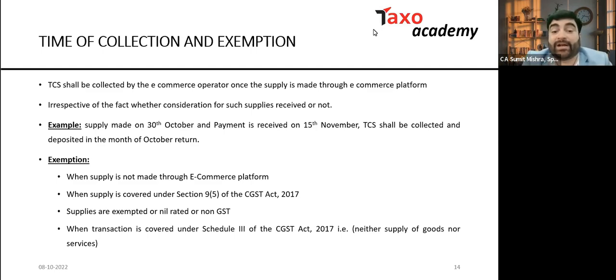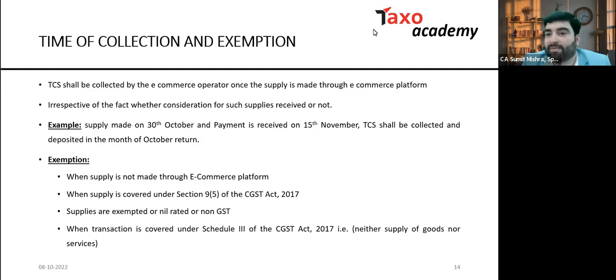Supplies that are exempted or nil rated or non-GST. Again, I said the trail is to be created for the taxable supplies so that the tax cannot be evaded. So there is no need for the exempted supply. Like in case of TDS, there is no need to create a trail for exempted supplies or nil rated supplies.